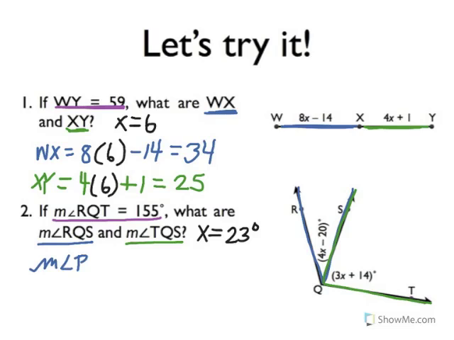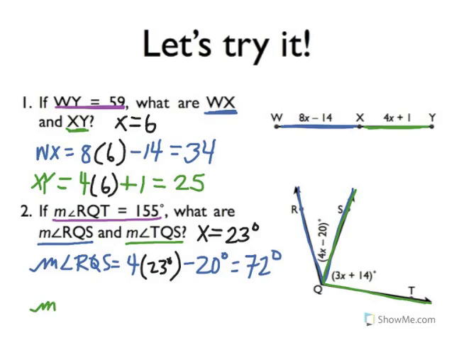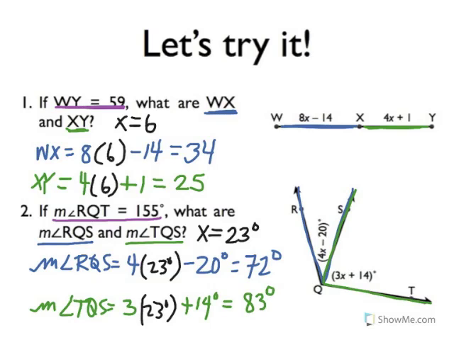So the measure of angle RQS is going to equal 4 times those 23 degrees that we found, minus our 20 degrees. And that is going to equal 72 degrees. And last but not least, the measure of angle TQS is going to equal 3 times the 23 degrees that we found, plus 14. And that is going to equal 83 degrees. Simple enough?